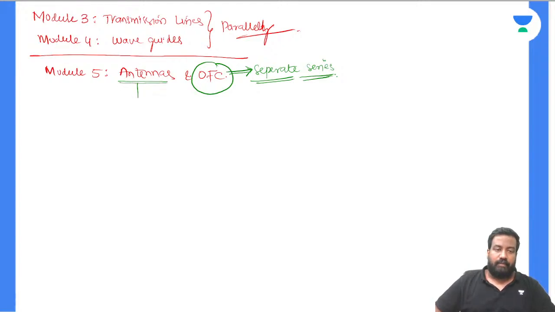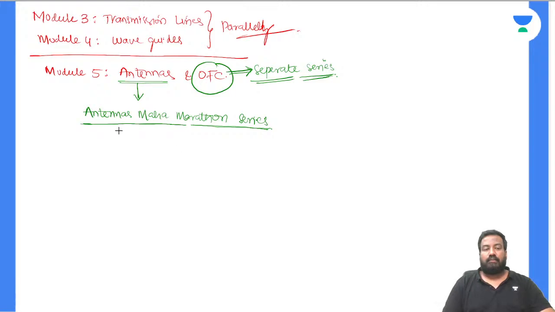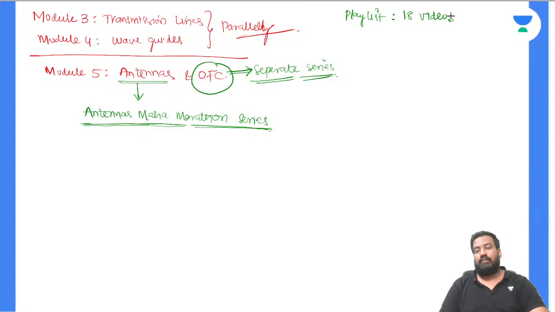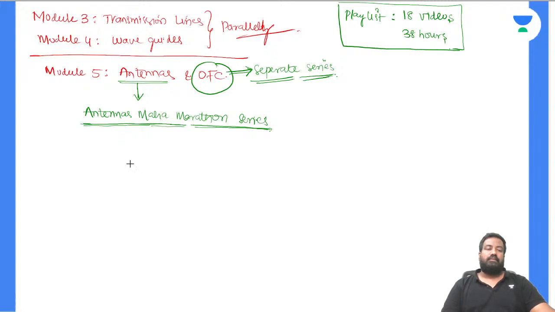But on antennas, we had already started a series with the name Antennas Maha Marathon series, where we have created a playlist. 18 videos and 38 hours of content is already done. Is that clear?